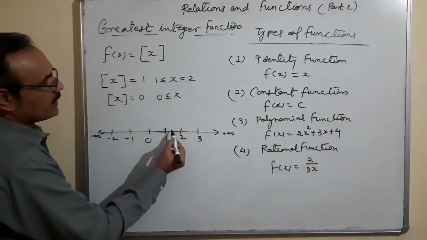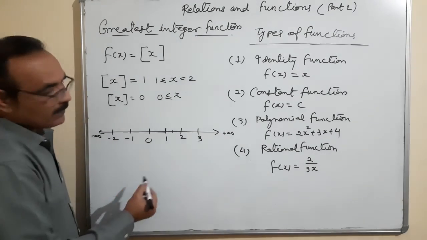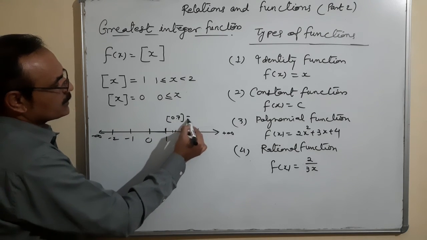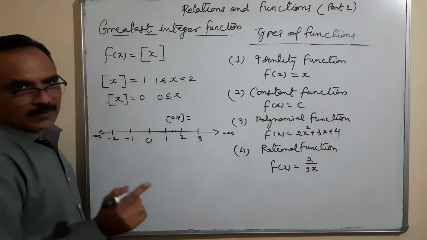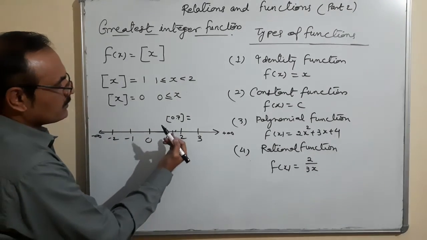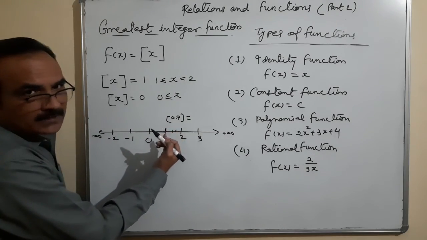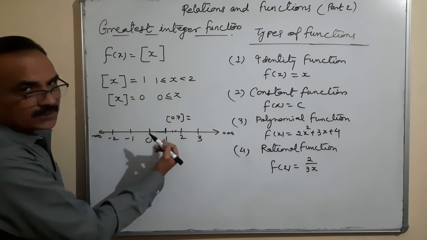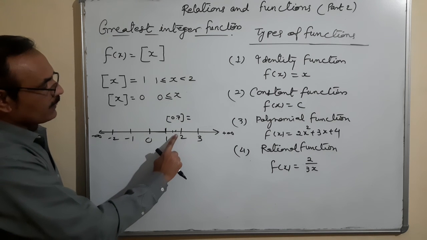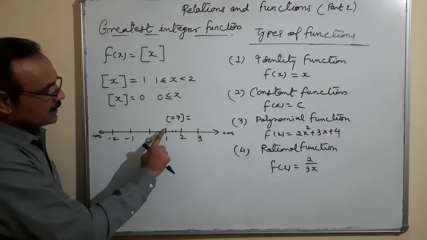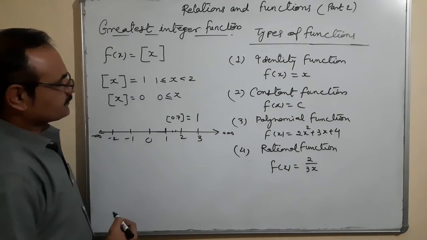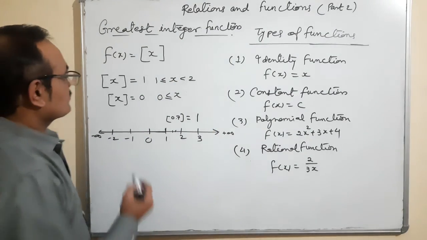Here is 0.5, 0.6, 0.7. So suppose I write 0.7 here. Its value in the greatest integer function is the first integer coming on the left hand side on the number line. So 0.7 is located here, and on the left hand side, which integer is coming? 0. So its value is 0. Okay, so that is the meaning.